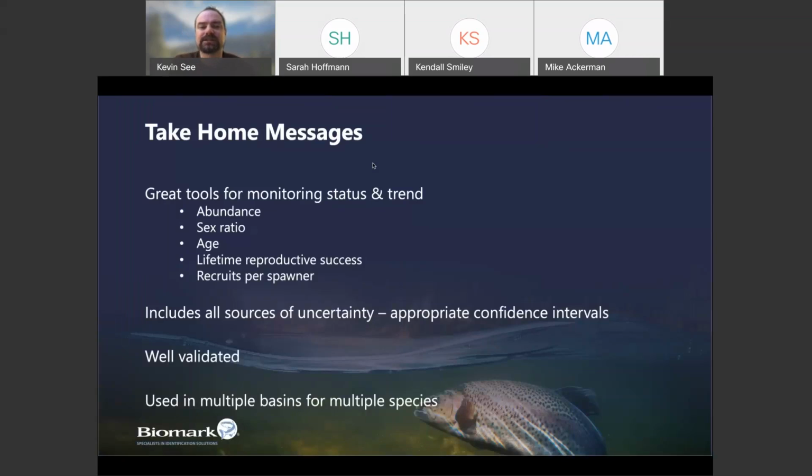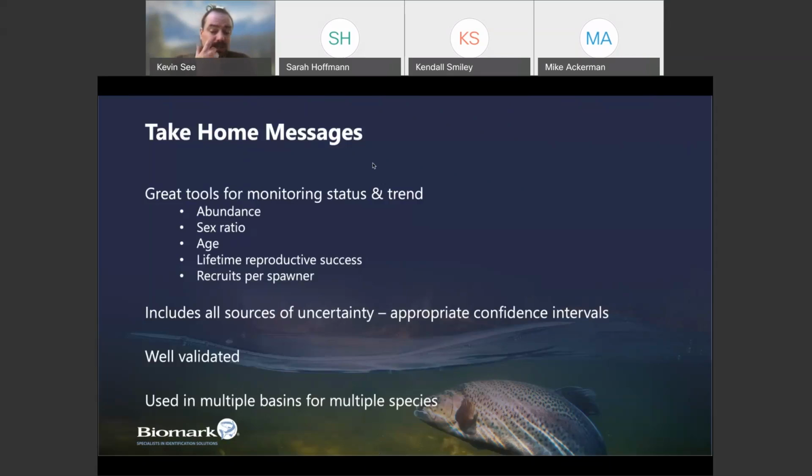Wrapping things up, some general take-home messages. I would say all the tools we've talked about this morning are great ways for monitoring status and trend. We talked about how you can use them to estimate abundance in different populations, sex ratio and age data, and how you can turn all of that into lifetime reproductive success and recruits per spawner, which are great metrics for population viability analyses. I've mentioned a number of different times how we're trying to incorporate all the different sources of uncertainty to provide appropriate confidence intervals.